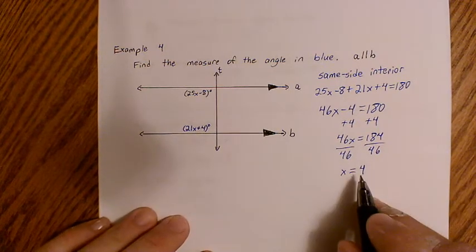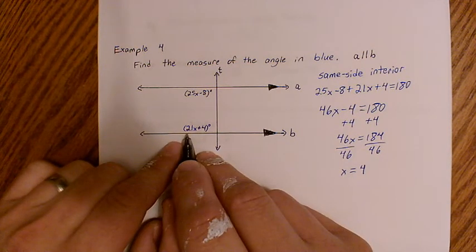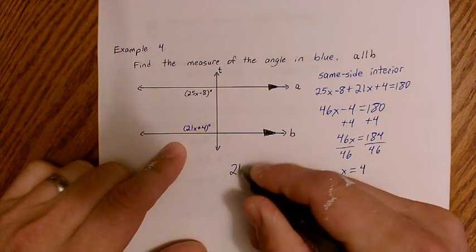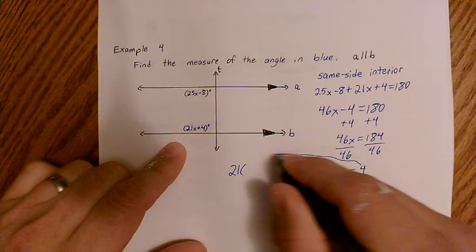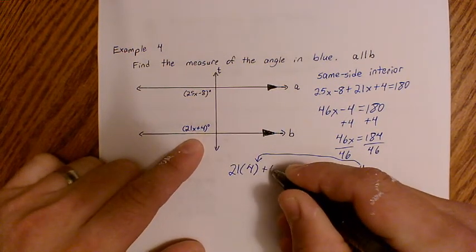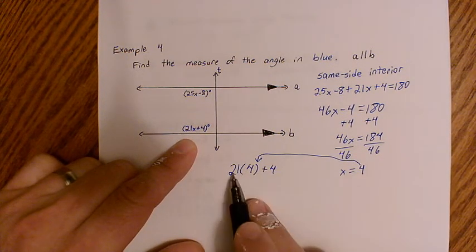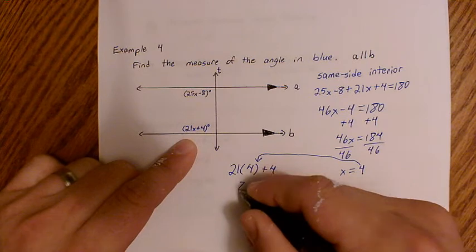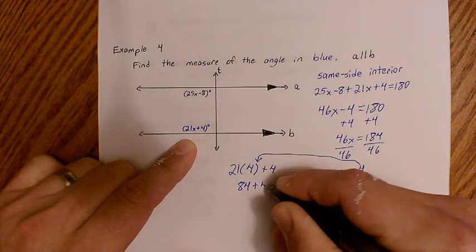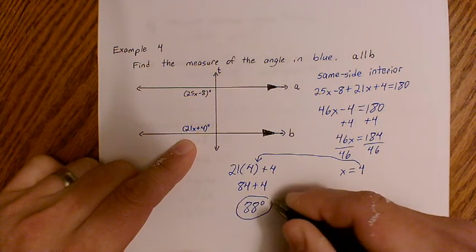All right, now this is not my final answer. The last thing to do is find the measure of the angle in blue. So I'm going to plug that back in. 21 times 4 for x, and then add 4. So I brought this equation over here, use substitution property. 21 times 4 is 84, and I still have the plus 4. 84 plus 4 is 88 degrees. For that angle in blue.